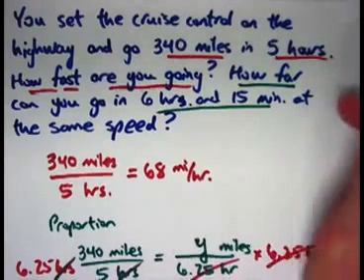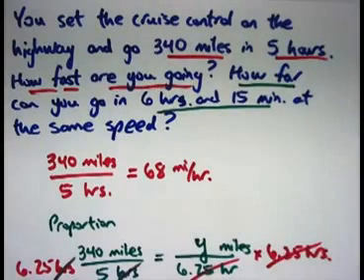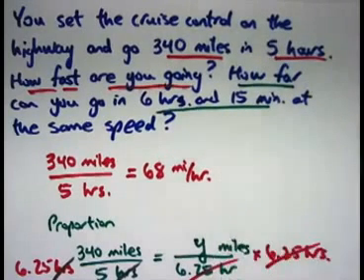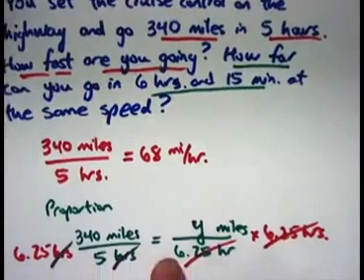You set the cruise control on the highway and go 340 miles in 5 hours. How fast are you going? Turns out to be 68 miles per hour. And how far can you go in 6 hours and 15 minutes, 6.25 hours at the same speed? I solved it with a proportion in the first video to emphasize some algebra skills. But you could have solved this problem without setting up a proportion like this, right here.